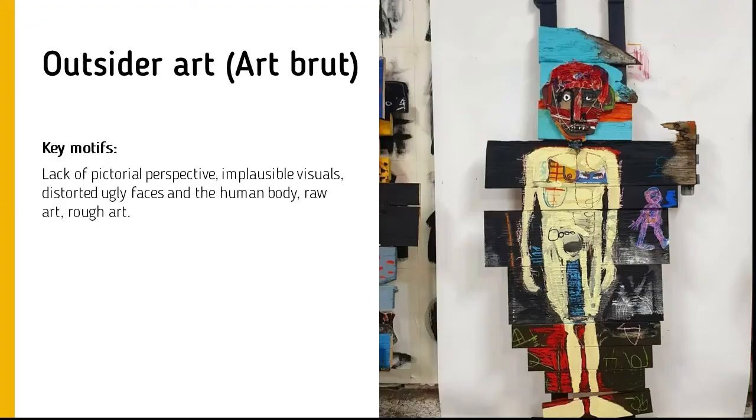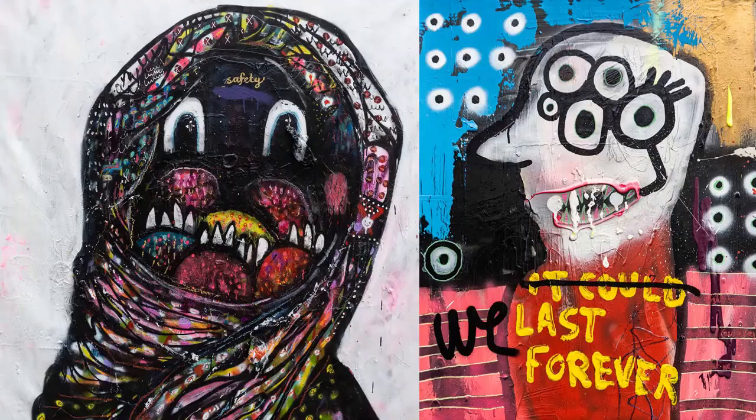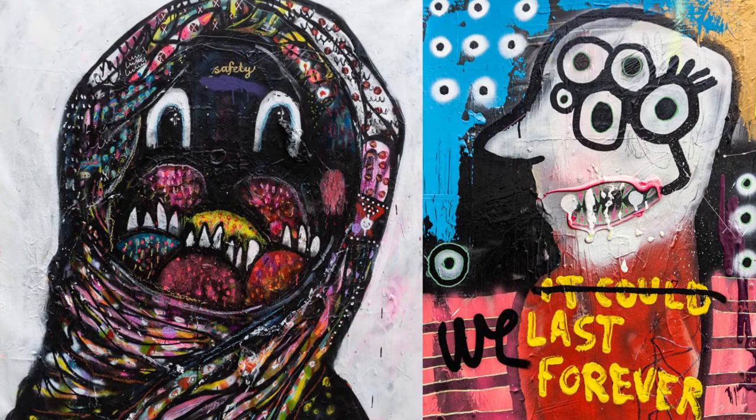Art brut, or outsider art. The concept of art brut was introduced by the French artist Dubuffet in 1945 as reference to his collection of paintings by self-taught children and people with psychiatric diagnoses.